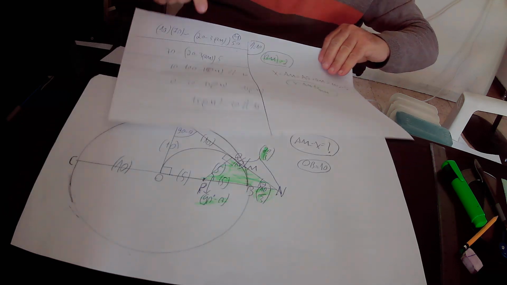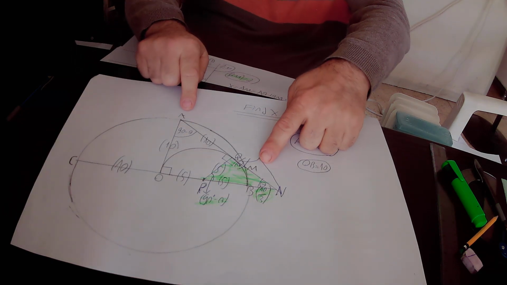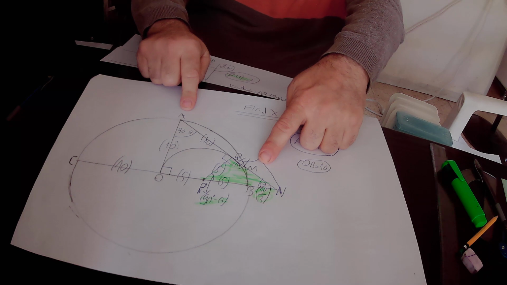Here, AM is equal to 2x according to what is given in the equation. It is equal to 12 units in length.